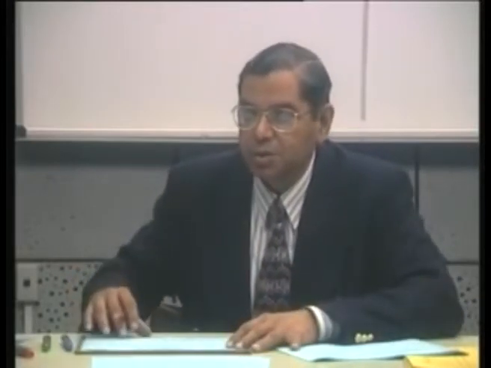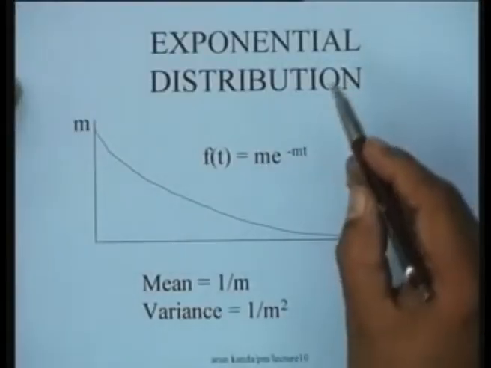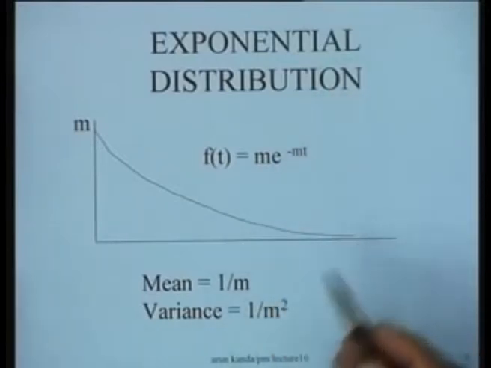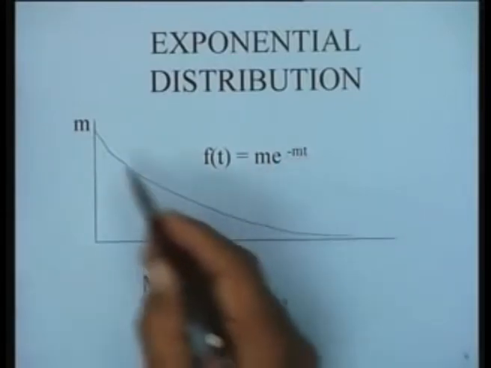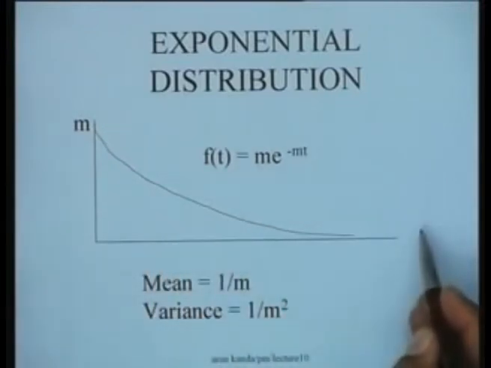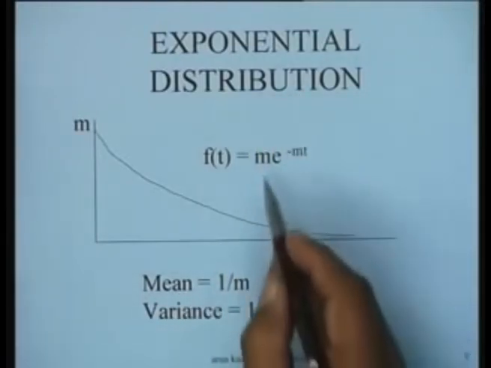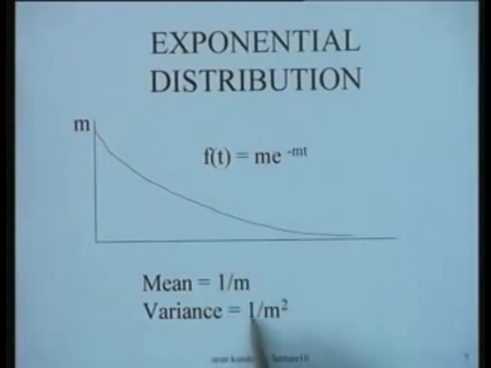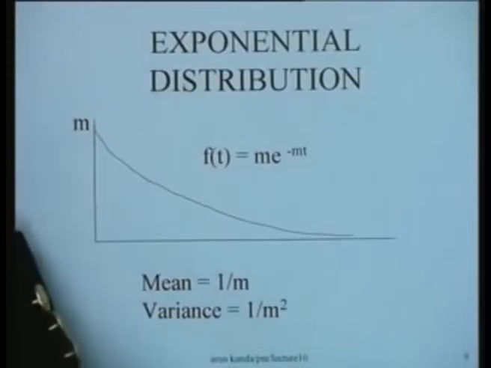Another commonly used distribution could be an exponential distribution. An exponential distribution, as you all know, is a distribution which reads f(t) is equal to m e to the power minus mt. So if this is the intercept m, and then it gradually drops and goes on till infinity. And the mean of an exponential distribution is just 1 by m, and the variance is just 1 by m square. So very convenient expressions for the mean and the variance of the distribution in case you want to use the exponential distribution as a distribution for the activity times.